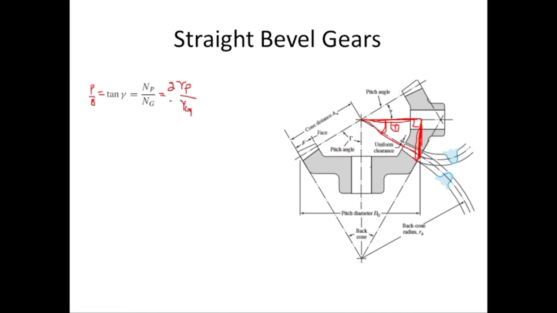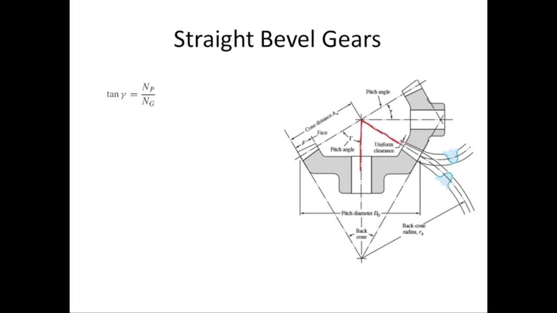If you multiply by 2 in the numerator and denominator, it will give us DP by DG, as diameter is equal to module into number of teeth on the gear. So replace the diameter with its respective m times N. It will give us m NP divided by m NG. Since the module is the same for both the mating gears, cancel it out. So tangent of gamma is equal to NP divided by NG.